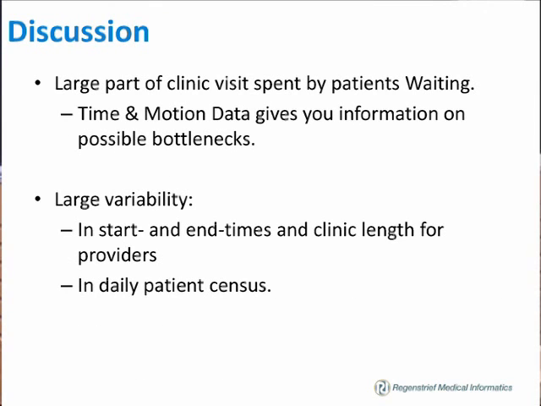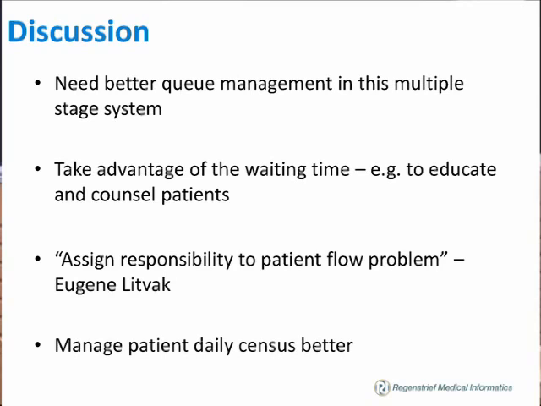Same with the patients. The good thing about time motion data is you identify where most of the bottlenecks are. In this case, it was actually waiting for the clinician. And then, of course, large variability in start times, end times, patient censuses, and things like that. Now, the people in this class can spend time figuring out how to manage the queue better because you've read your academic papers about how to do it.